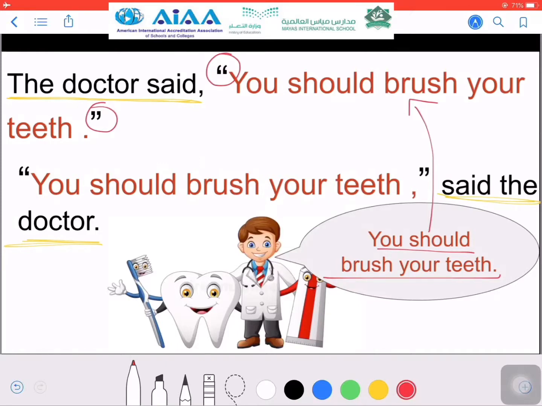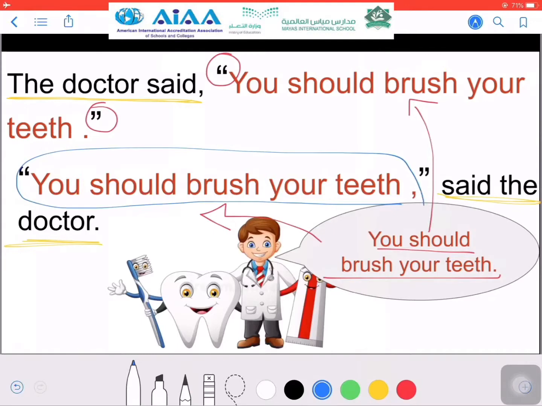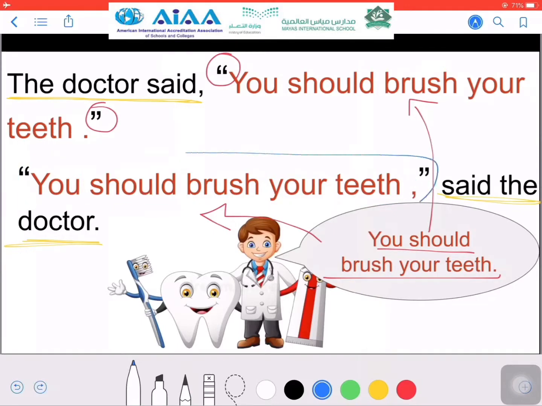If the quotation comes at the beginning of the sentence, as you can see here, right? Here, it's at the beginning of the sentence. So I cannot put a period at the end of the quotation or inside the quotation. So what I do, I put the comma. And at the end, what will I write? Yes, I will write the period. Is it clear? I hope so.